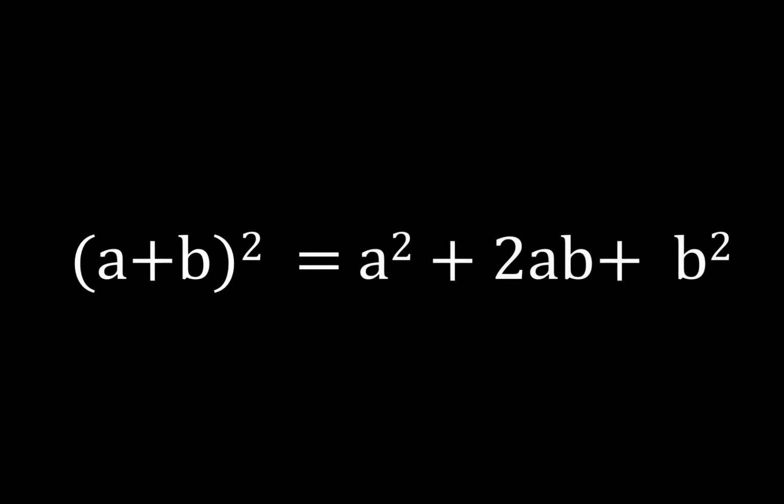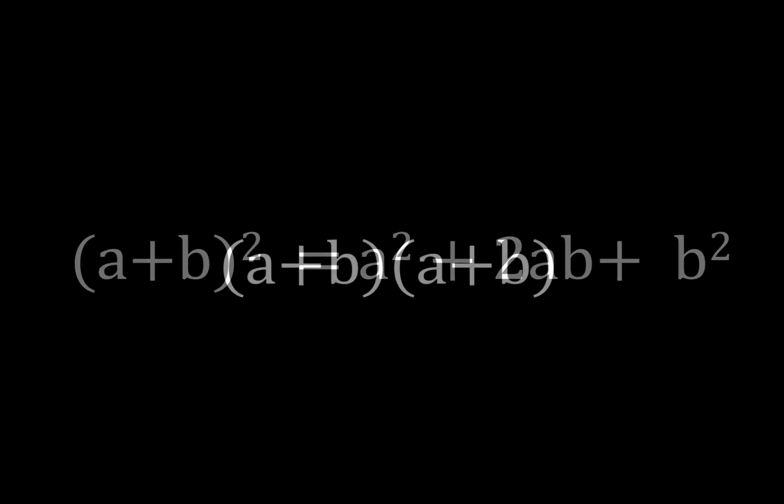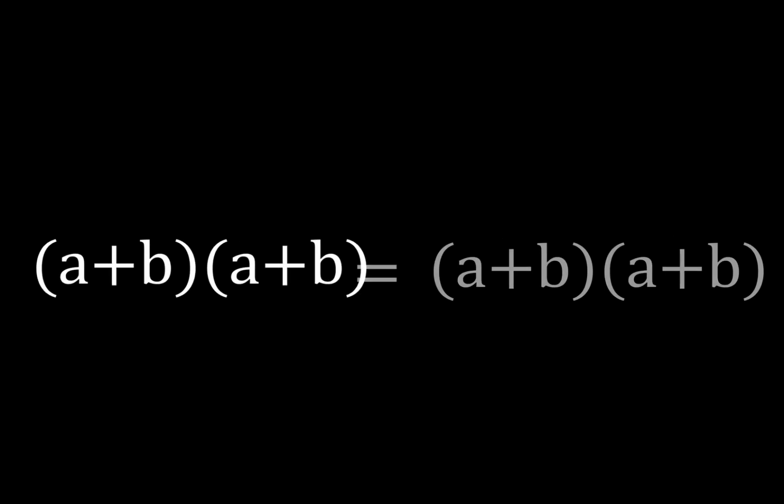In middle school, we were all taught that the expression (a plus b) squared is equivalent to the expression a squared plus 2ab plus b squared, which we can easily prove by expanding the terms (a plus b) times (a plus b).